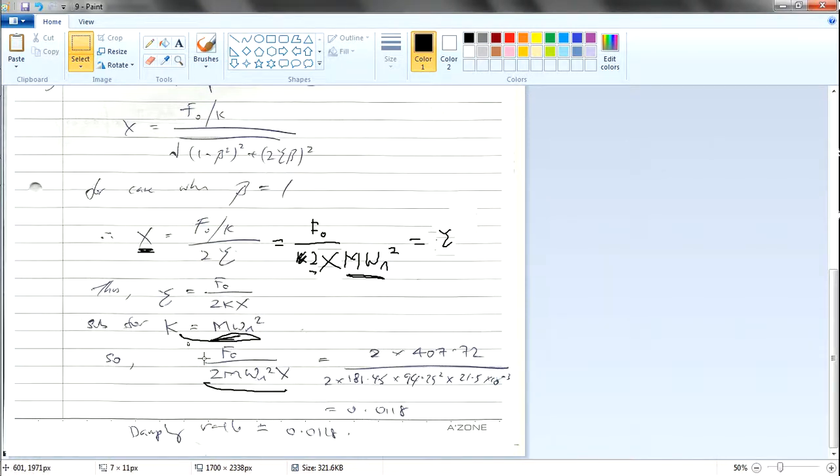So this is the same as this. Now you can sub in the values. You know your F0, you know your mass, which is 1.45, you know the natural frequency, and you know your amplitude x. So you just do it out. Eventually you get your 0.018 damping ratio.